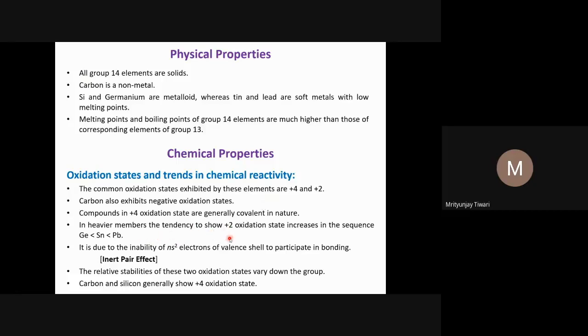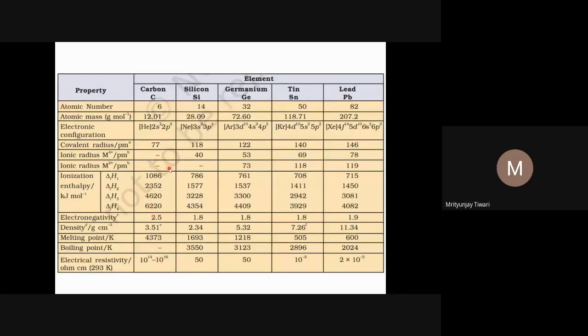For the heavier members, the tendency to show the +2 oxidation state increases, and as we know, compounds in the +4 oxidation state are generally covalent in nature. Why are compounds in the +4 oxidation state covalent? Two reasons one can cite. First, for removing all 4 electrons the ionization enthalpy is very high, so forming M4+ ions is very difficult, because the lattice energy released in the formation of the ionic compound will not exceed the sum of the ionization energies. It means the ionization enthalpy is very high.